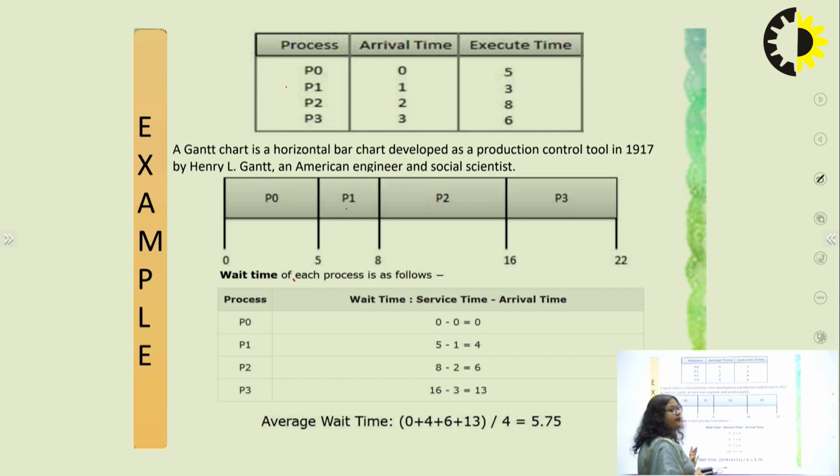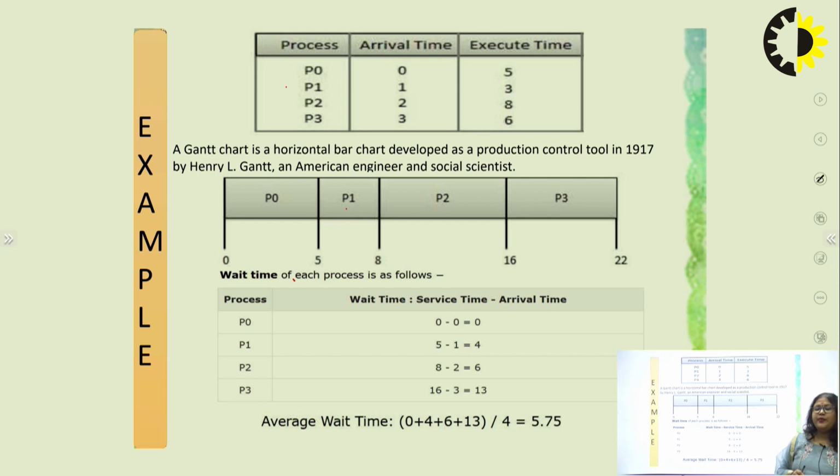Same as P2 and P3. P2 is assigned the processor at time 8, but P2 arrives at time 2. So 8 minus 2, it is 6. So the waiting times for these processes are 0, 4, 6 and 13 accordingly.